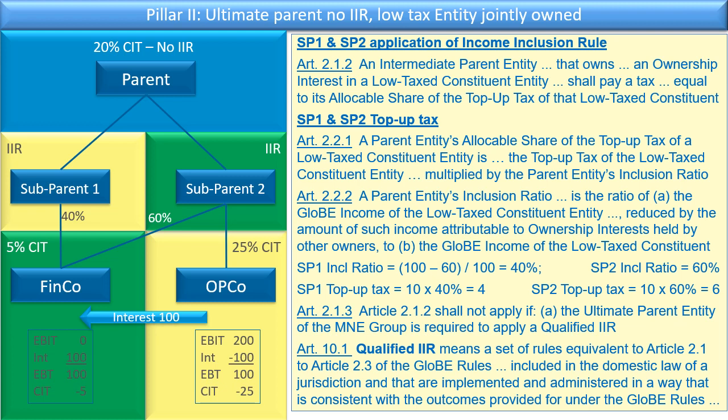So if you already have an IIR in your law, so if parent co had an IIR, then 2.1.3 would have applied, and then we would say 2.1.2 about the intermediate parent entity in the top right of the slide shall not apply if the ultimate parent co is required to apply a qualified IIR. But since the ultimate parent was not required to apply a qualified IIR, that's why we stay in 2.1.2, and we need to go through 2.2.1 and 2.2.2 to calculate what the income inclusion rules for the sub-holding companies in this structure are.